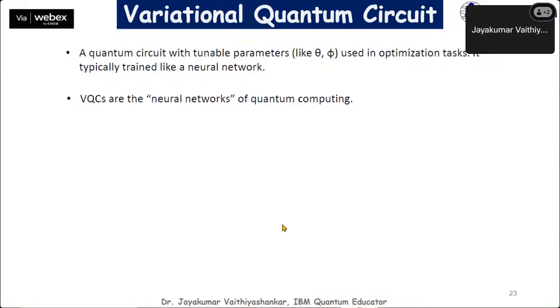Yes, these are our own choice. We need to understand our problem and select our rotational gates accordingly. Yes.